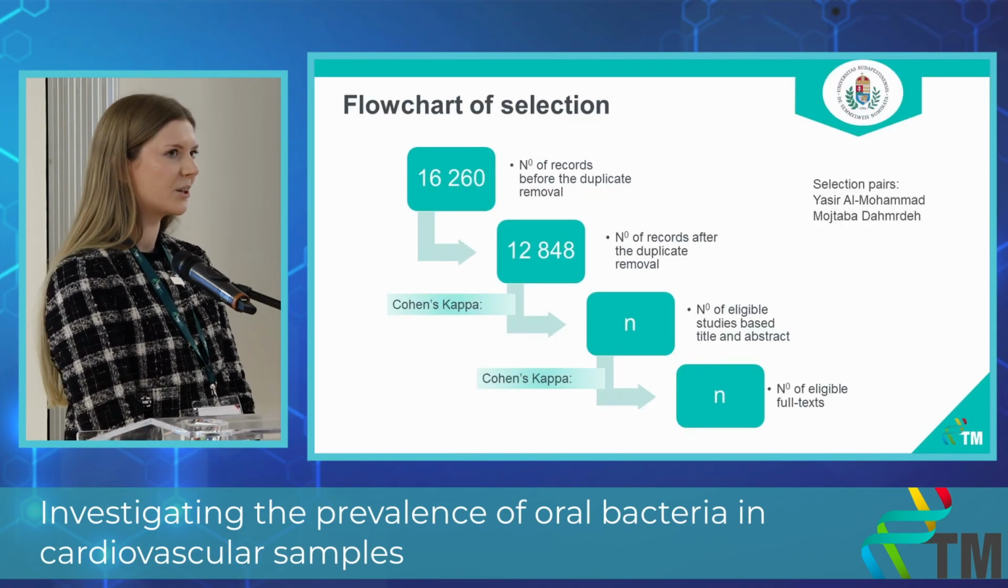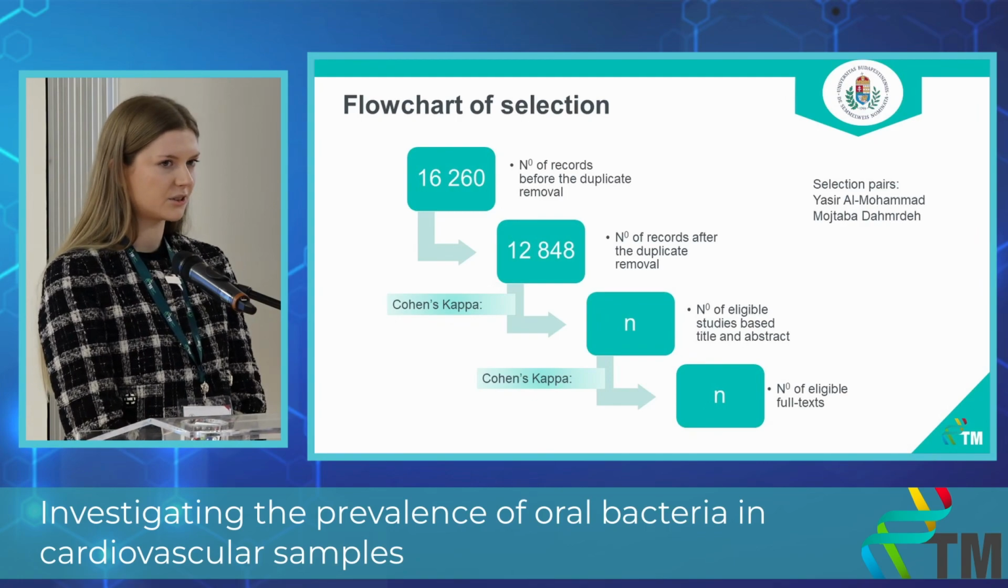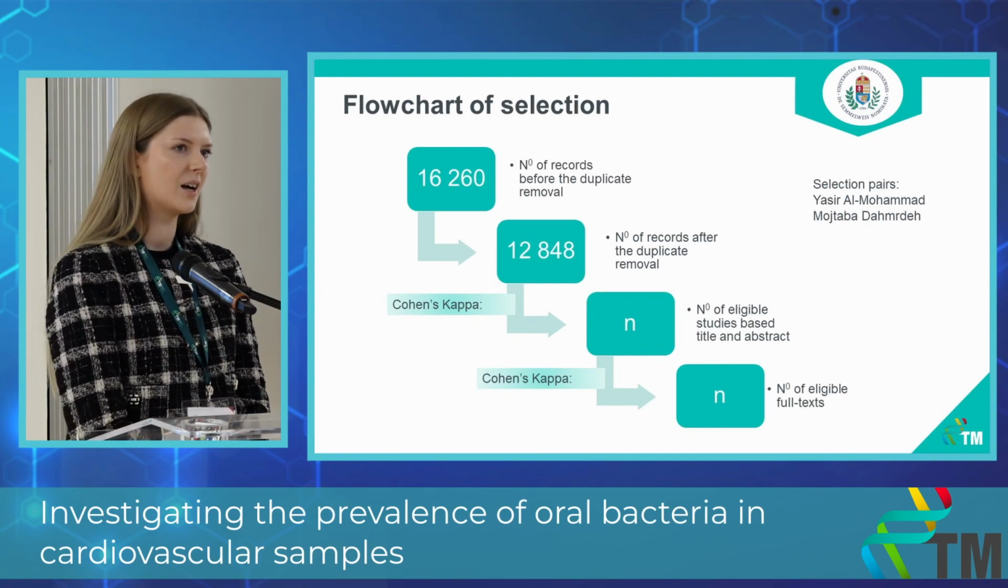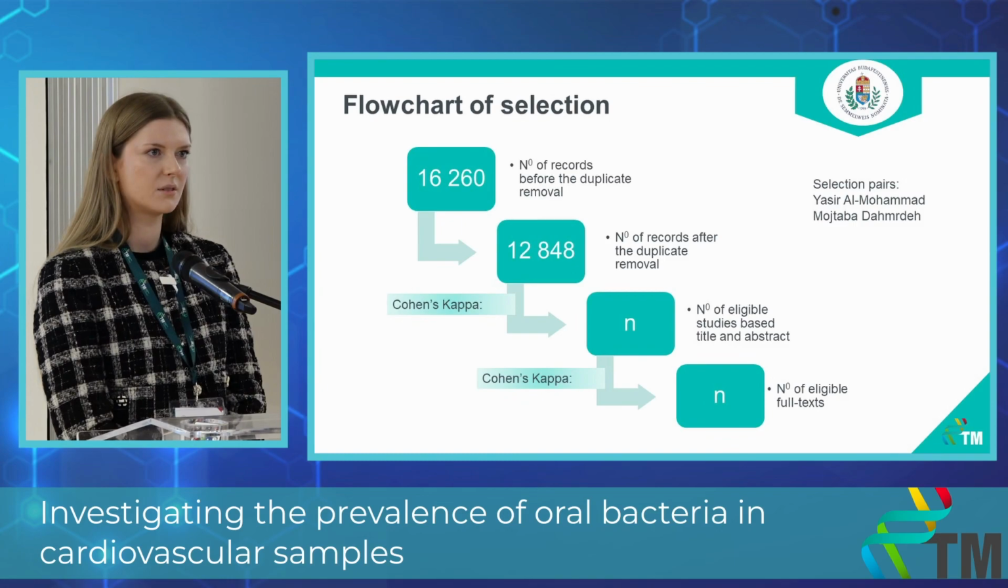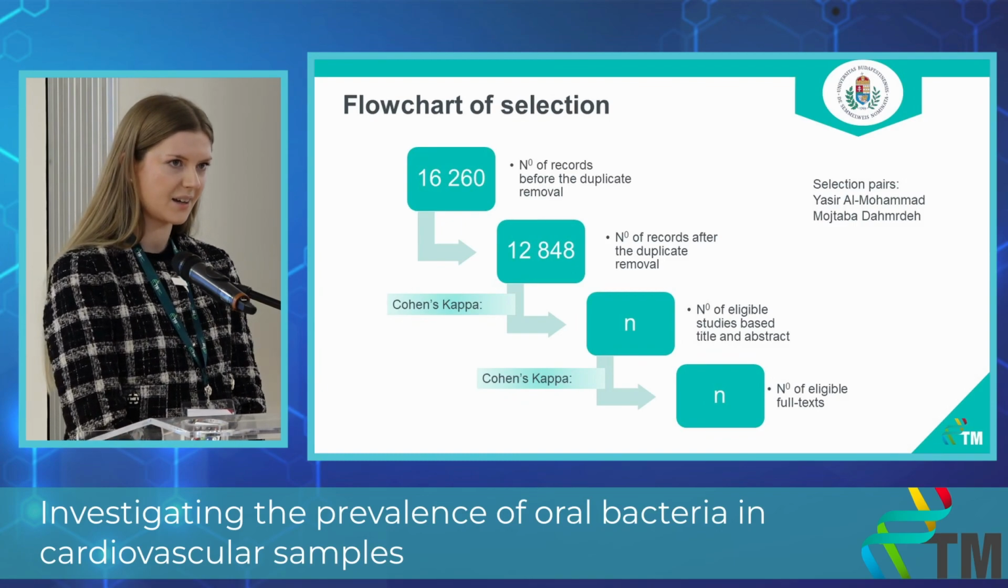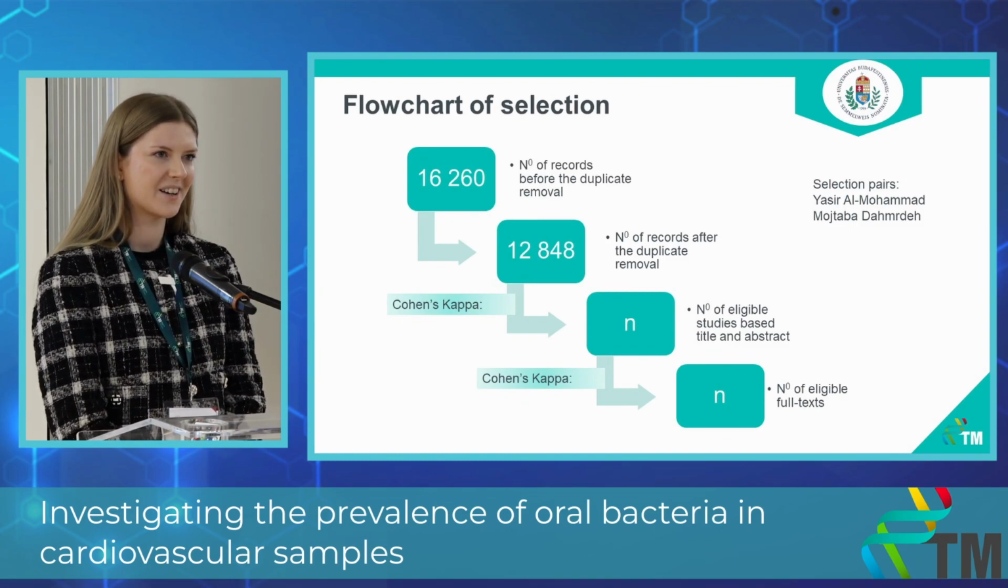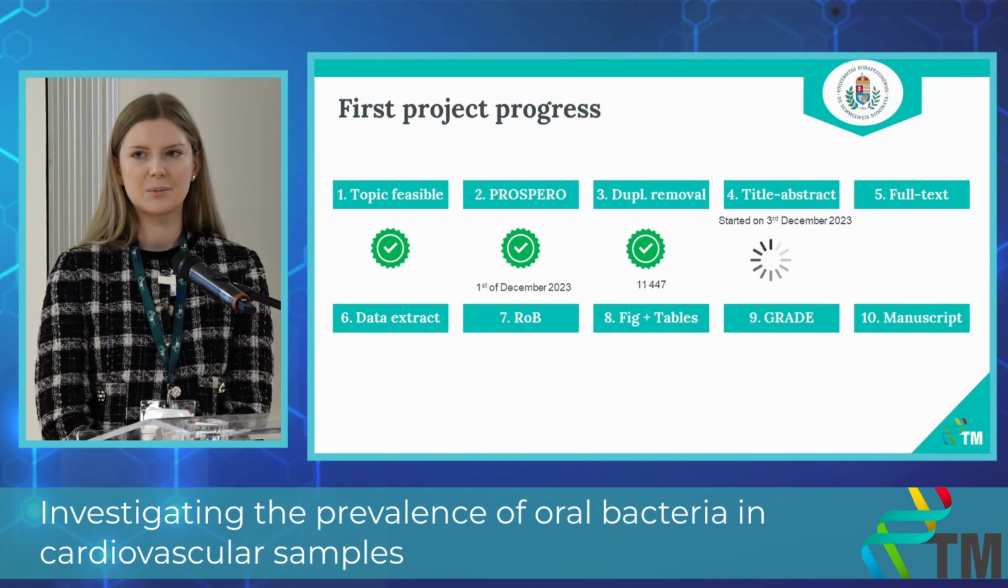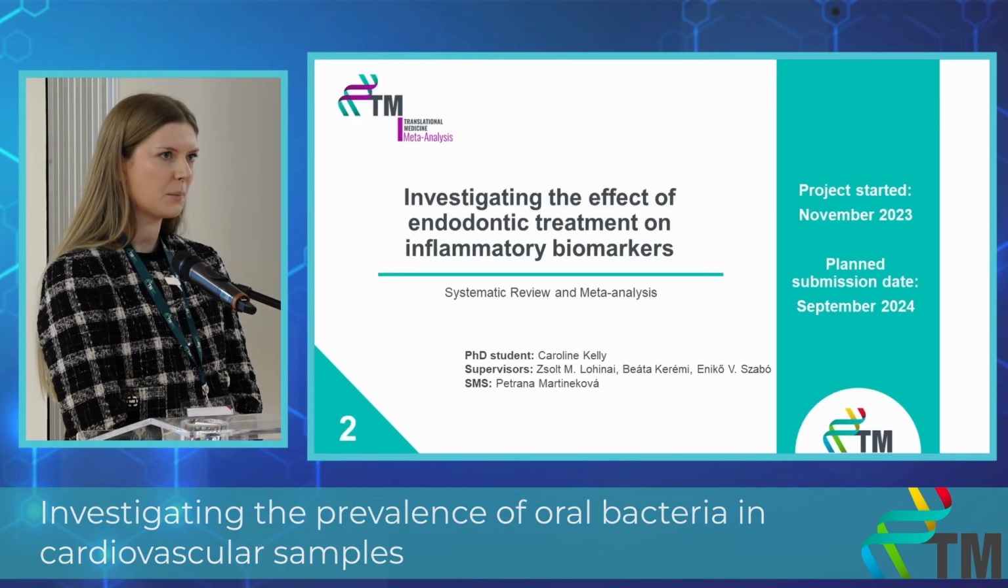And this is my flow chart. We had 16,260 hits. After duplicate removal, we have 12,848, and we're still working on it. So we're working on title and abstract selection.